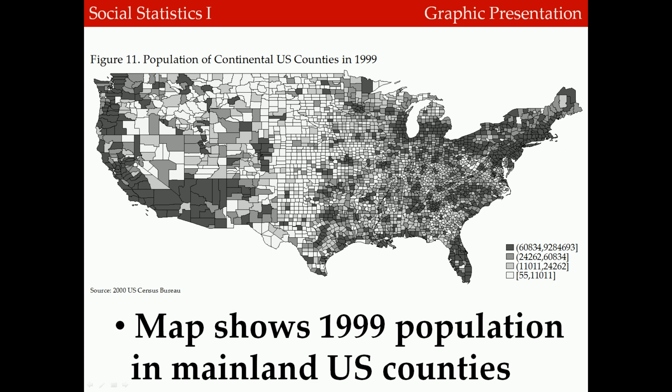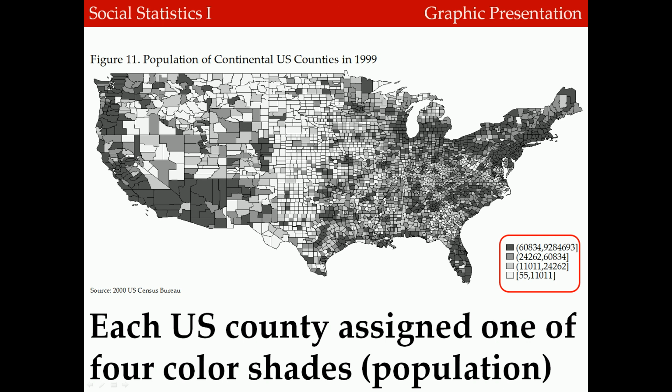So here's a map showing the 1999 population of the mainland United States. Notice that there are 4 different categories, each indicating a different range of population size. So the light gray basically shows the smallest population, and the darkest gray shows the largest populations. And then each of these different populations is assigned to a different U.S. county as it appeared in the year 1999.